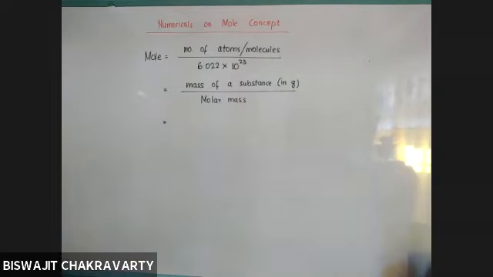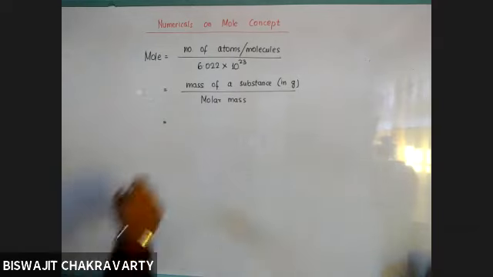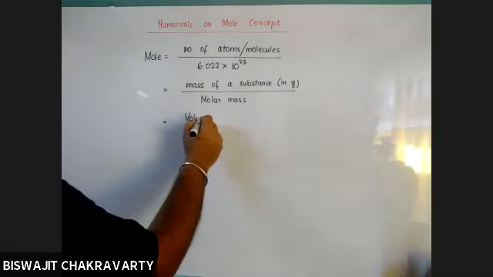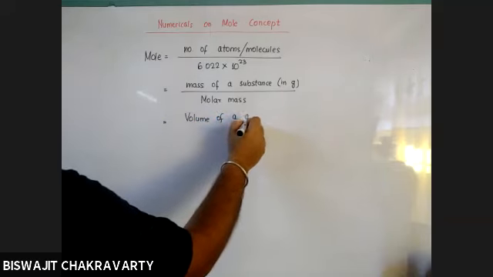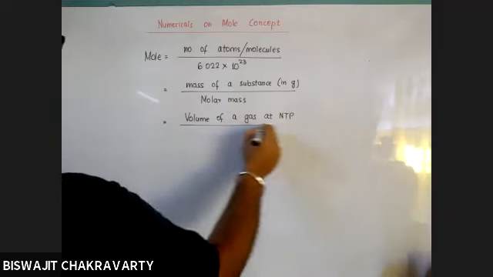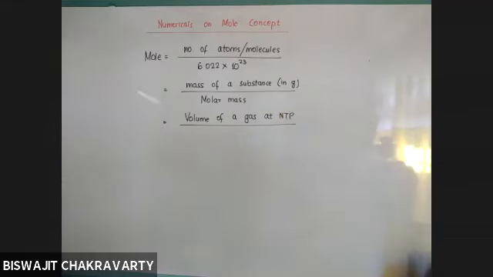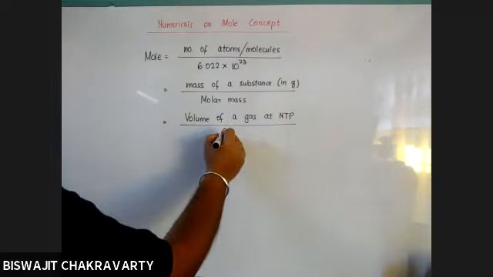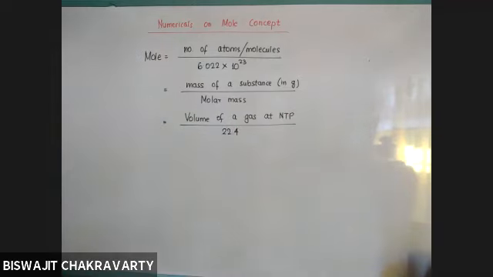If we are talking about gaseous substances and we are given volume of a gas at NTP, then what should I divide this with? 22.4 liters. Okay. So these are the different definitions of moles that we have discussed last class. And we are going to discuss the questions based on the mole concept.